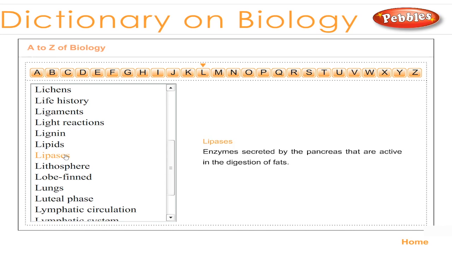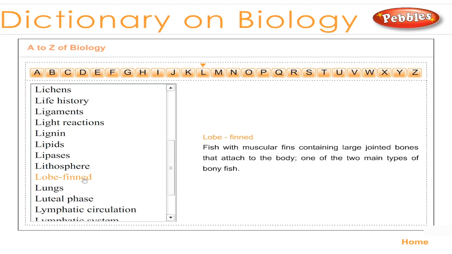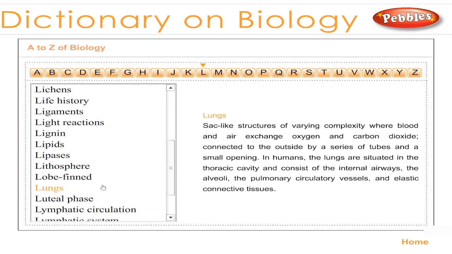Lipases, enzymes secreted by the pancreas that are active in the digestion of fats. Lithosphere, the solid outer layer of the earth, includes both the land area and the land beneath the oceans and other water bodies. Lobe-finned, fish with muscular fins containing large jointed bones that attach to the body, one of the two main types of bony fish. Lungs, sac-like structures of varying complexity where blood and air exchange oxygen and carbon dioxide, connected to the outside by a series of tubes and a small opening.